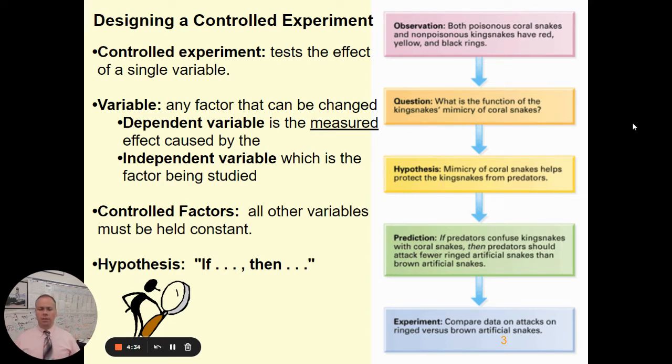So in this experiment, let's talk about the variables. The independent variable is the different types of snakes, the ring snakes versus the brown snakes. The dependent variable would be the number of attacks on each of those snakes. Variables I would want to control for might be the age of the snake, the sex of the snake, the type of enclosure that they're in. All of those things should be kept the same so that I can be sure that only my independent variable is different in my experimental setup.